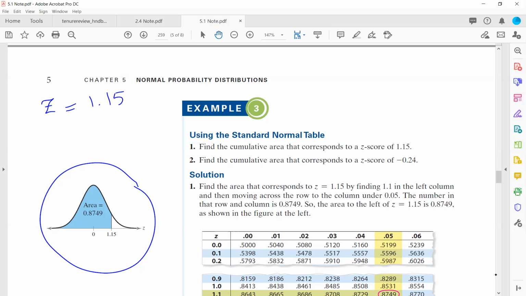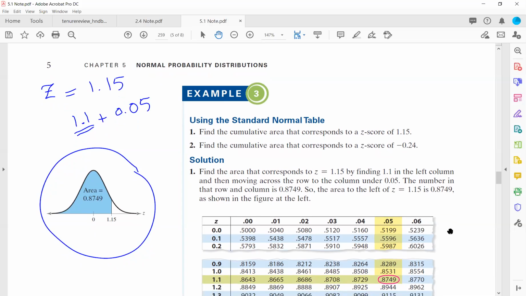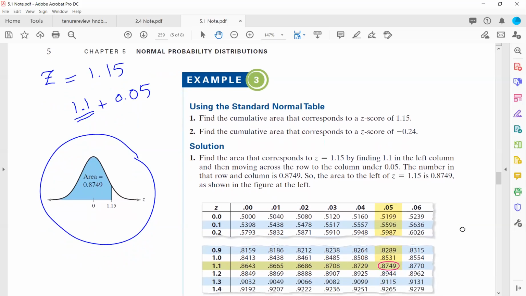1.15. Then it has 1.1 and 0.05. So this number can be written as 1.1 plus 0.05. If you add these two decimal numbers, it actually equals your z-score, which is 1.15. So to use the z table, first of all, since your z is positive, you're going to use the positive z table.